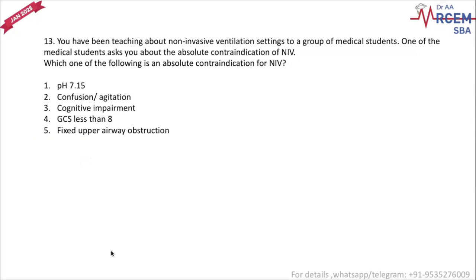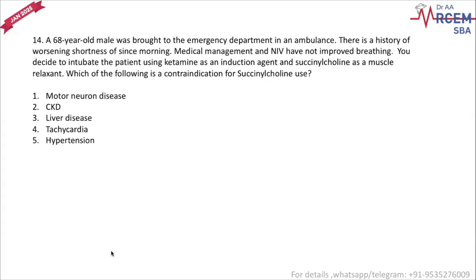You have been teaching about NIV settings to a group of medical students. One of the medical students asked you about the absolute contraindication. So, which one of the following is an absolute contraindication for NIV? pH 7.15, relative, absolute. This is an absolute contraindication. What are the others? Remember, facial deformity, facial burns, recurrent vomiting, even after administration of antiemetics. You should remember the absolute contraindications. This has appeared in September 24 also.